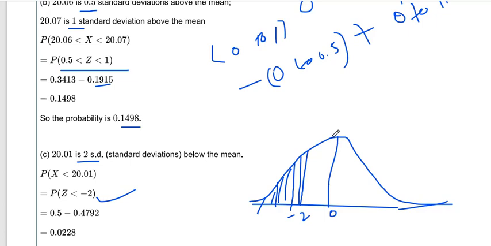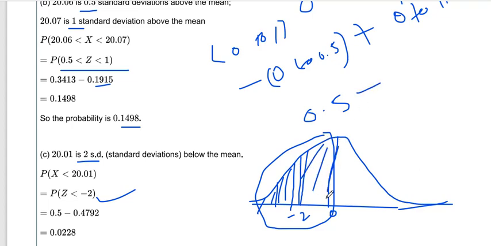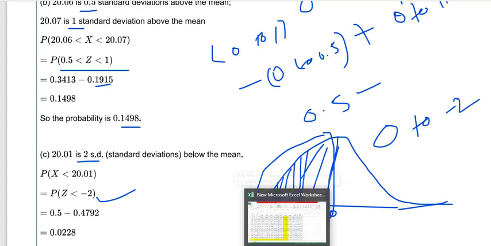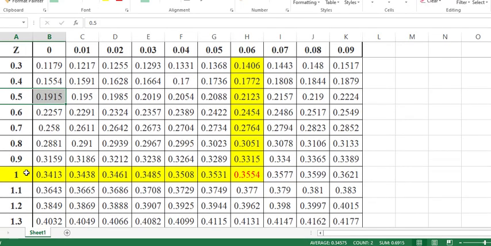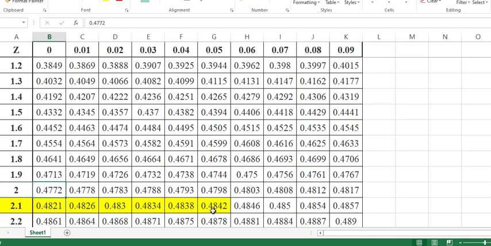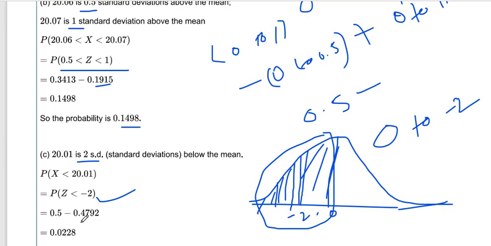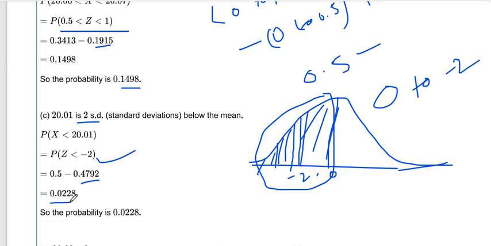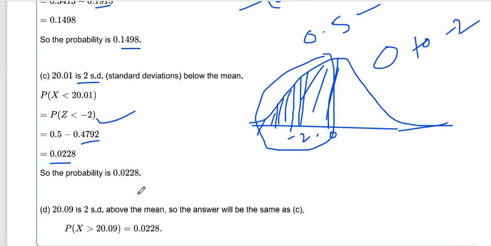How to calculate this: the total half area is 0.5. If we subtract this region from 0.5, we get the left-hand side of minus 2. So 0.5 minus the area from 0 to minus 2, and 0 to minus 2 is the same as 0 to 2. So 0.5 minus the Z table value for 2, which is 0.4772. So we get the answer, the probability is 0.0228.